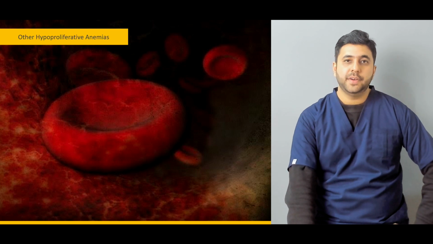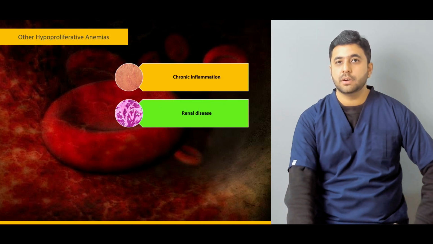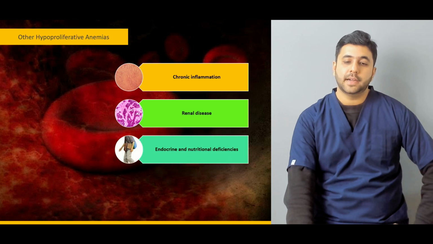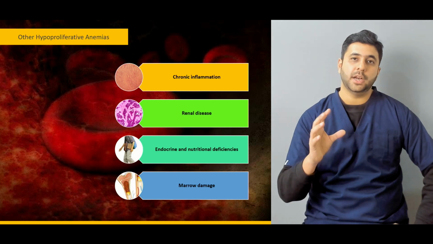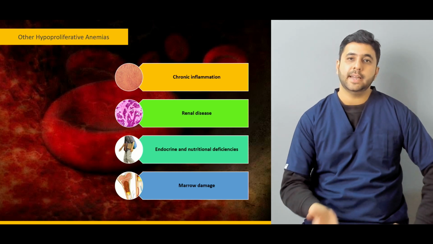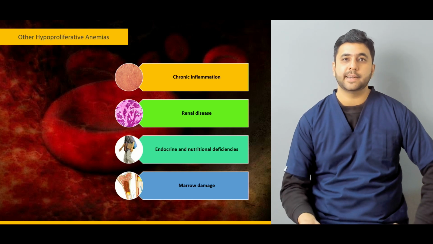Now let's briefly talk about the other hyperproliferative anemias. The list includes any anemia of inflammation, either a chronic or an acute anemia, anemia of chronic renal disease, endocrine and nutritional deficiencies, or any condition that leads to bone marrow damage. So these 4 conditions, along with the iron deficiency anemia, these 5 conditions are what come under the umbrella of hyperproliferative anemias. These are generally the anemias in which there is inadequate response of the bone marrow to the erythropoietin, which is produced by the kidney.